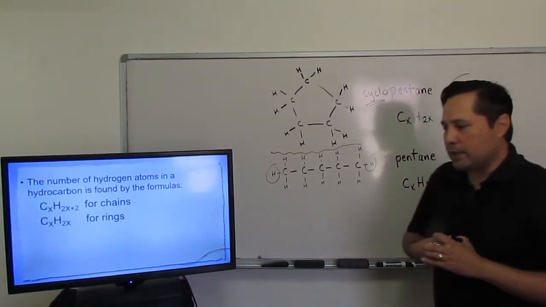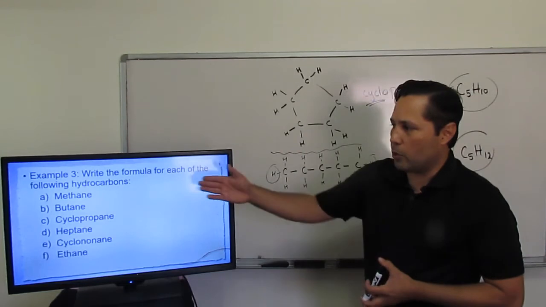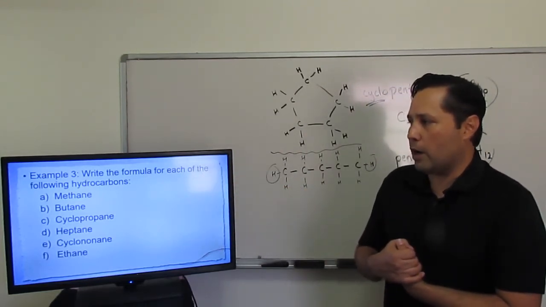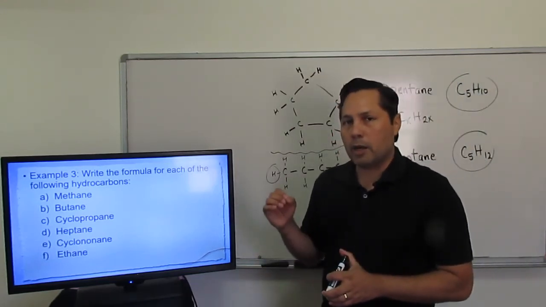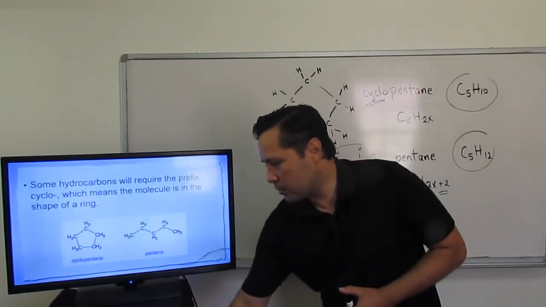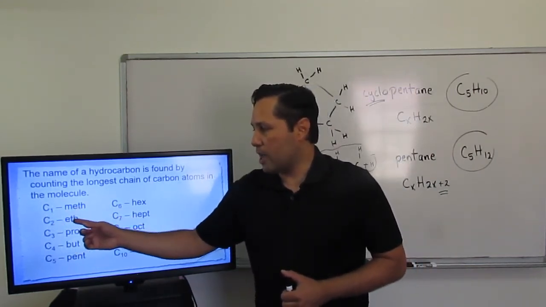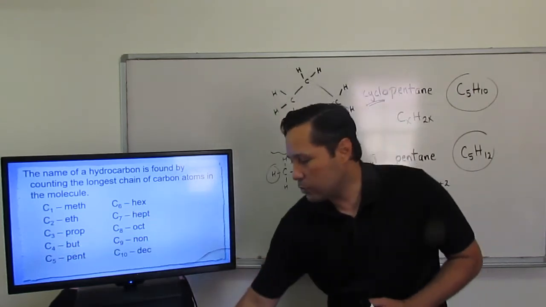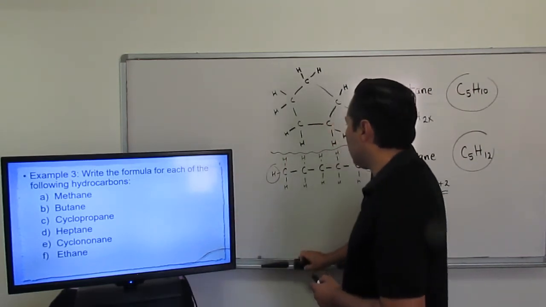Now that we've done that explanation, let's go ahead and do some examples. For our third example, I'm going to do all of these. They ask us to write the formula for each of the following hydrocarbons. It would be helpful to have the names for the stems handy. I'm going to go back to that slide. For example, 1 carbon is meth, 2 carbons is eth, 3 carbons is prop, 4 carbons is but. If you have this handy as we go through it, that would really help you out. Let's start naming these.